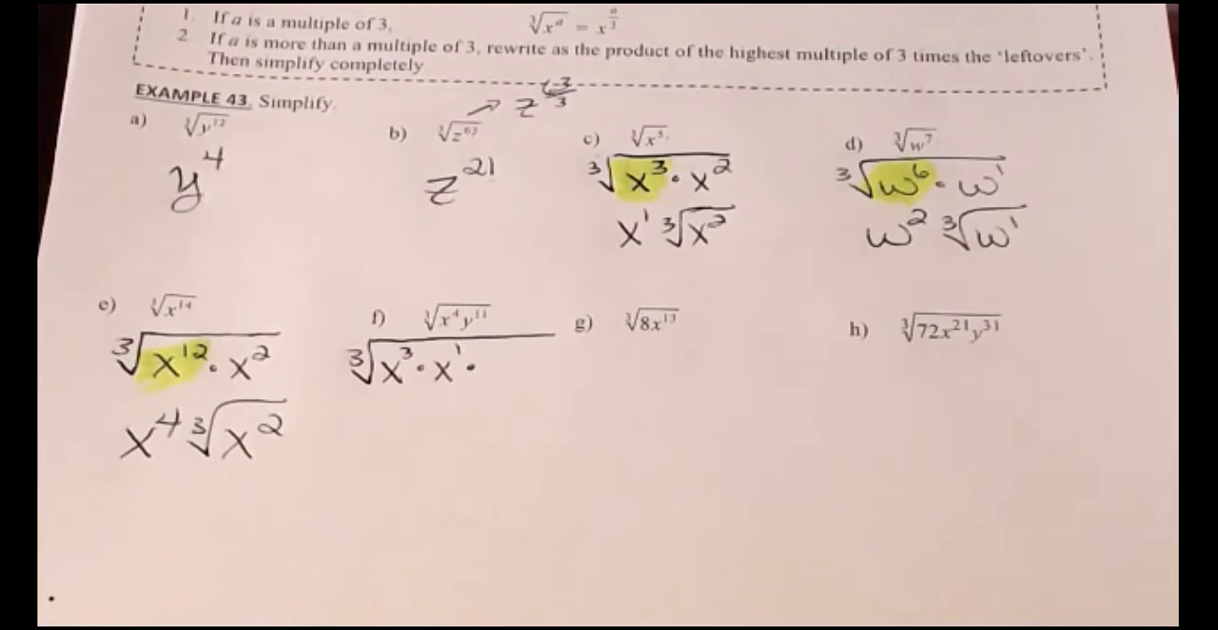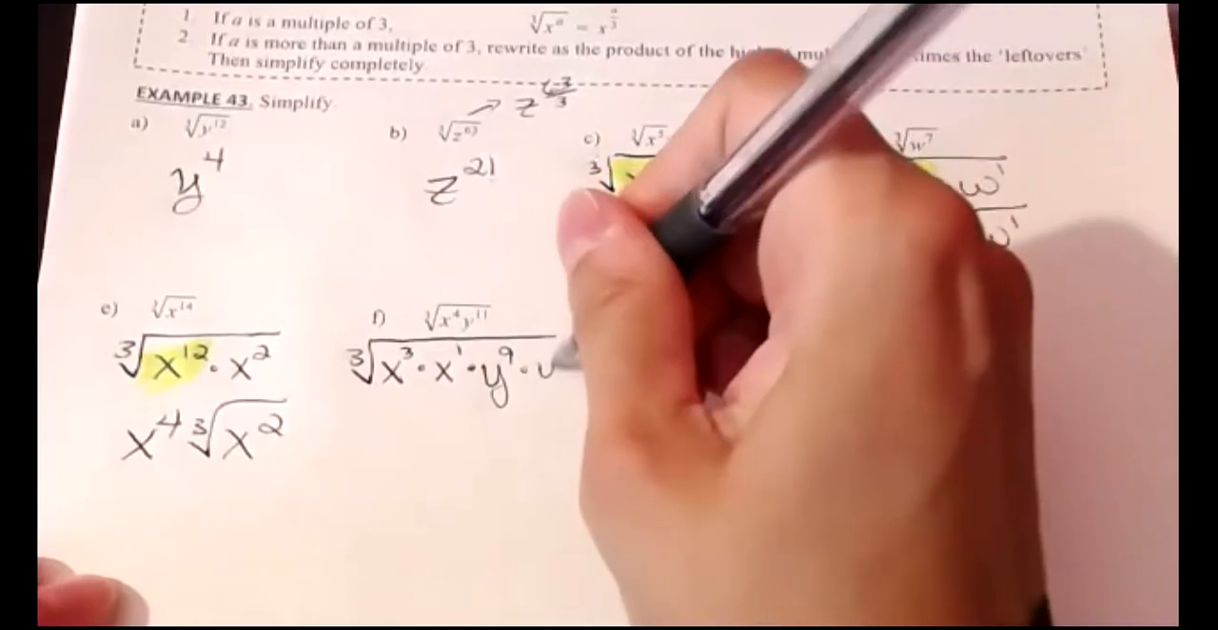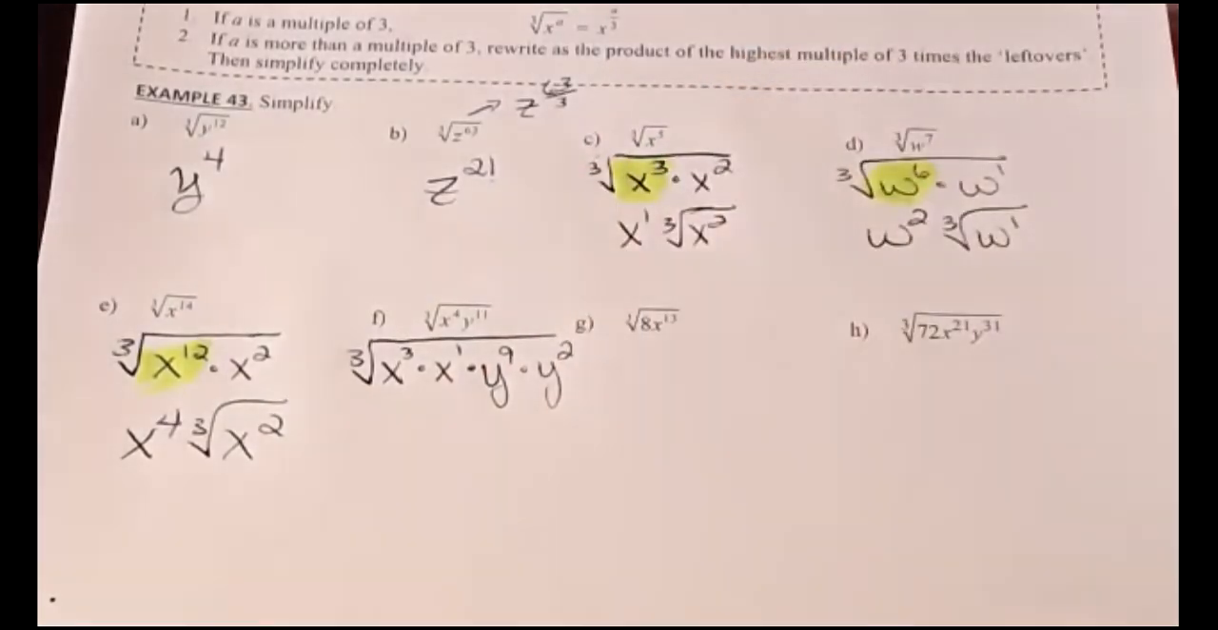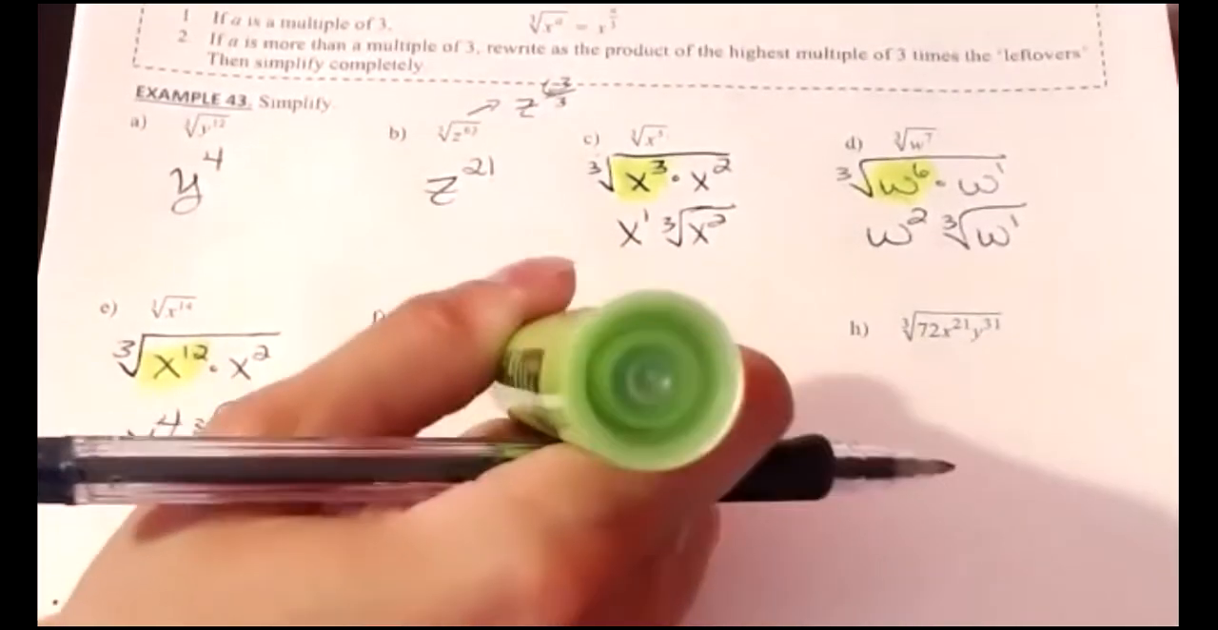Can we do it like y to the 6th and y to the 5th? We can go higher than 6. What's another multiple of 3 that's smaller than 9? Yes. Y to the 9th, and that leaves you with y to the 2nd. Good. Now, let me highlight the perfect cubes.